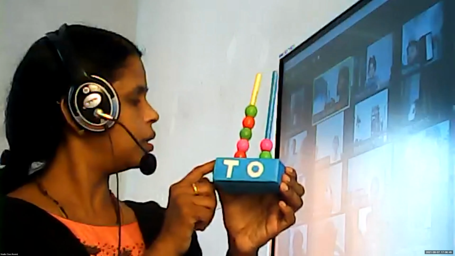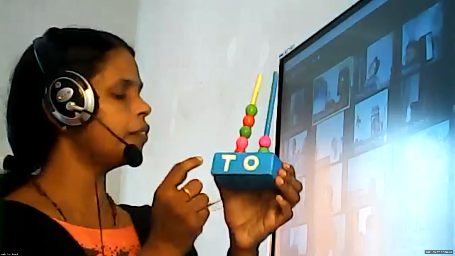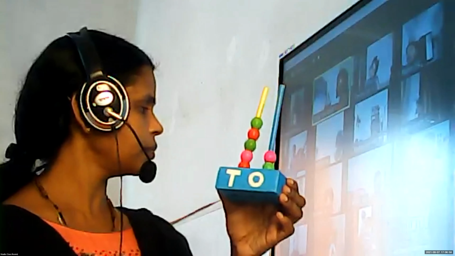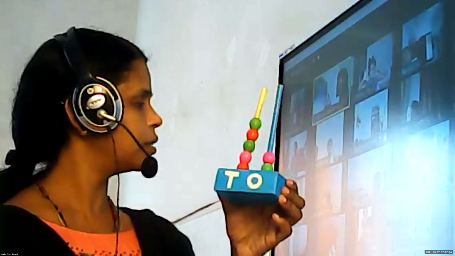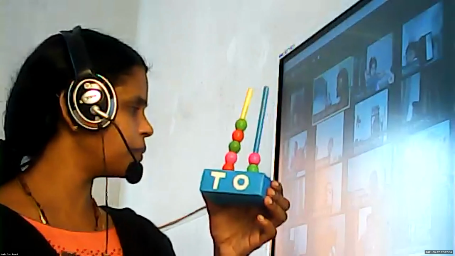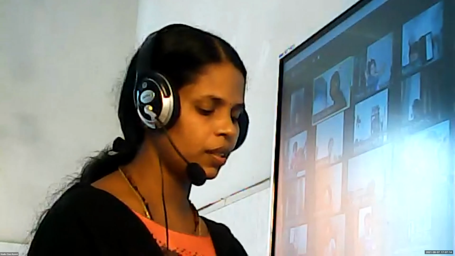There are 5 beads on the 10 space. So 5 tens. Then 2 beads on the one space. So 2 ones. So what's the number? 5 tens and 2 ones. What's the number? 52. Very good. It's 52. Okay, good.